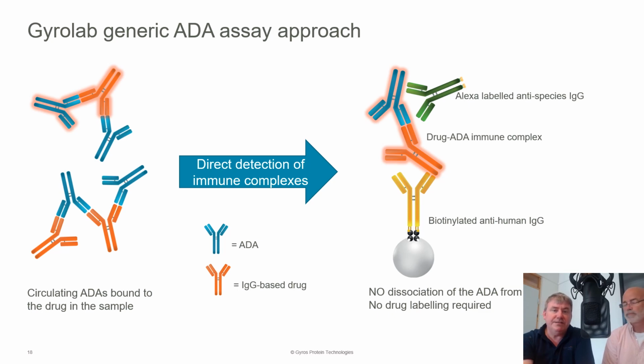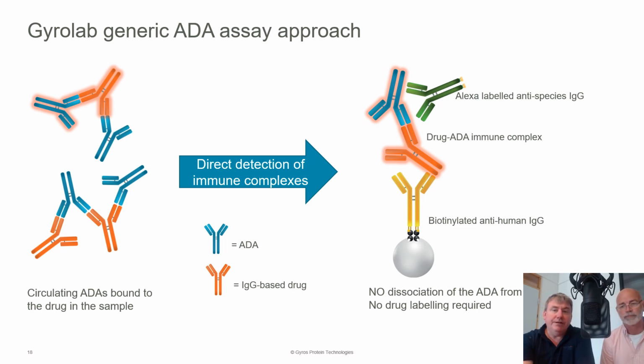The advantage of this is there's no dissociation from the ADA, so you don't need to do an acid dissociation procedure, and also you don't need to label your drug. If you're doing a traditional bridging format, then you need to label your drug, for example with biotin and Alexa. In this case, you can set up the drug without having to do any reagent preparation. Yeah, I think this represents a real advantage over the traditional labeling approach. And in terms of sensitivity, I know that the labeling of the drugs can have a big impact on that. It's one of the things that we have to really optimize as part of a traditional bridging assay approach.